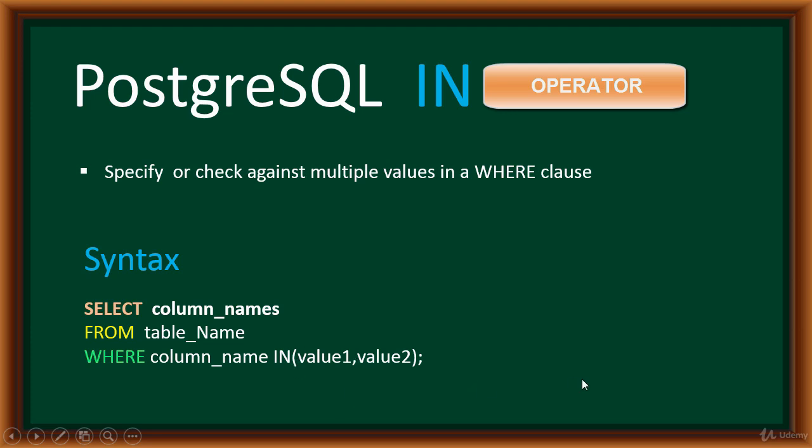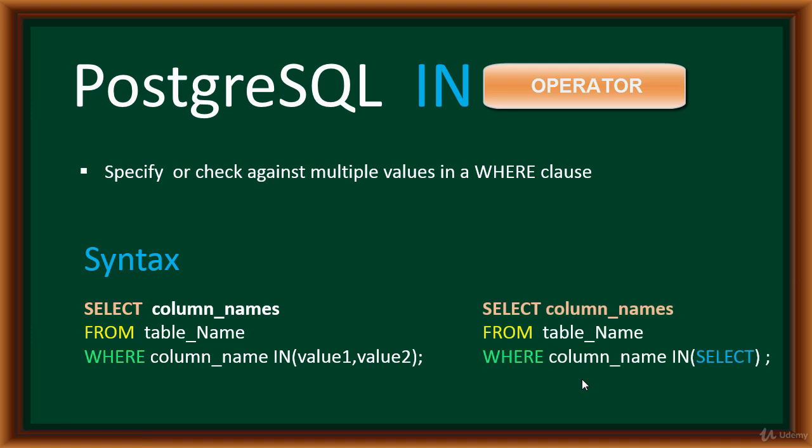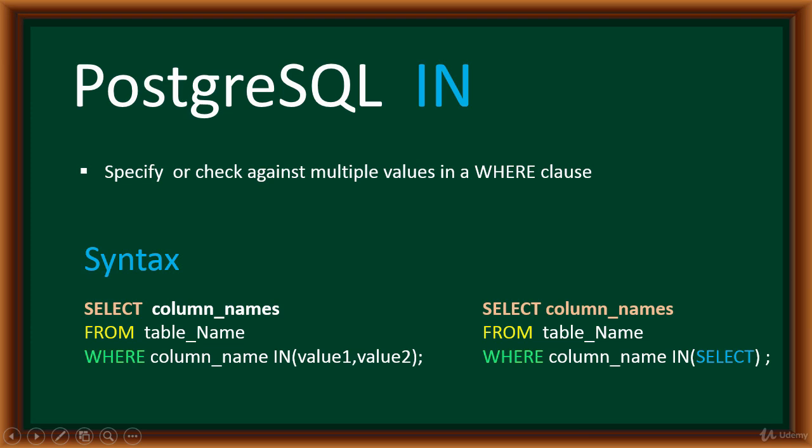Another way you can specify it is this way, where you specify the column names, the table, and the WHERE clause. Inside the WHERE clause, you specify the column name and then use the IN operator, and then you use the SELECT statement as the parameter. So the values inside the SELECT statement are what you are checking against. The best way to see this in action is to actually show you how it works. So let's go over to the pgAdmin tool and see how this works.